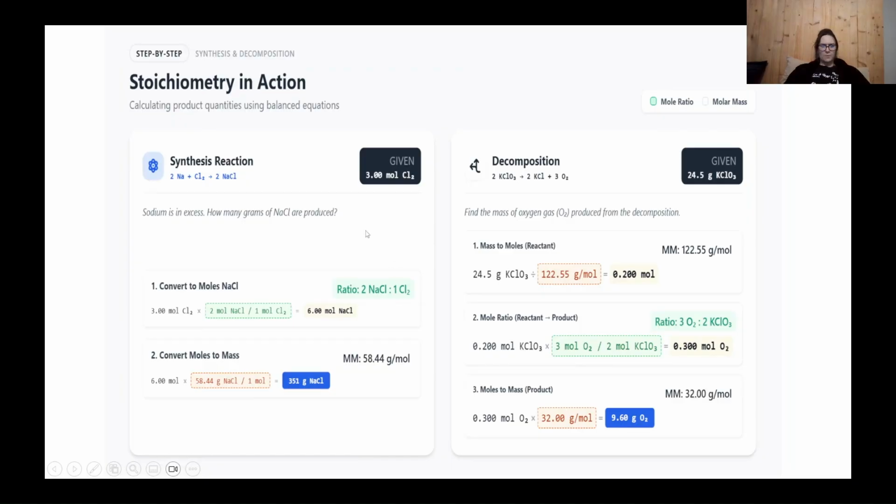Here's just some more examples here. I have the synthesis of sodium chloride from sodium and chlorine gas. If you are given the moles of chlorine and you want to figure out how much salt you can produce.